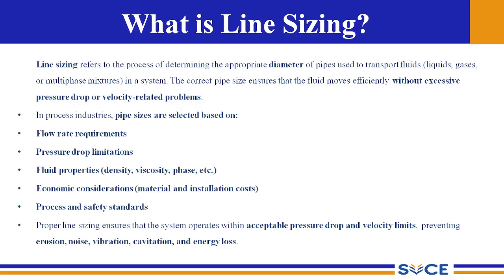Over the course of time, the reduced thickness will affect the pressure limits of the pipeline. So the pipeline may fail at the areas of erosion, and it can cause safety issues. So by ensuring a correct pipe size, the fluid is moving efficiently without excessive pressure drop or velocity related problems. In process industries, you have to select the pipe size based on certain criteria.